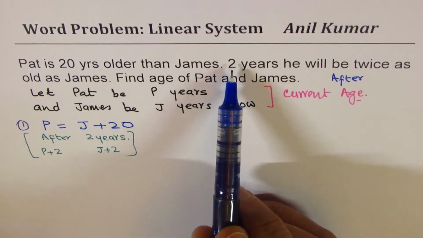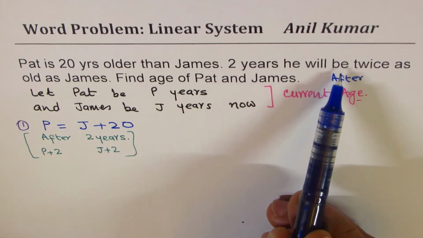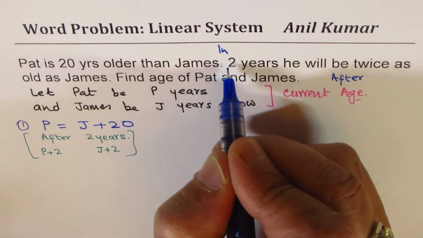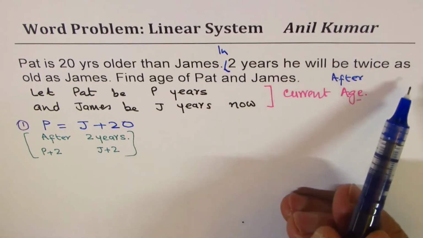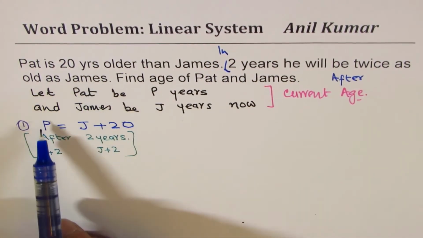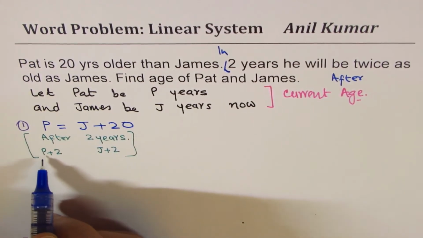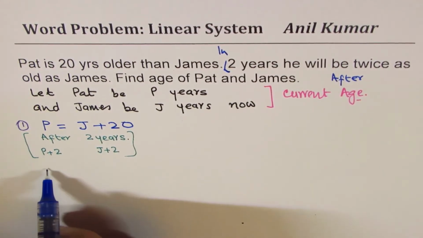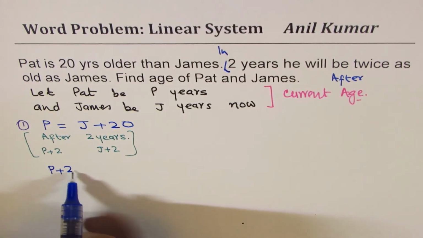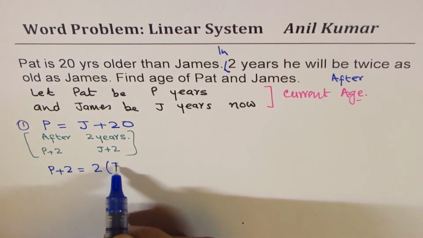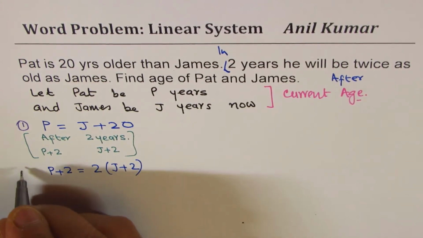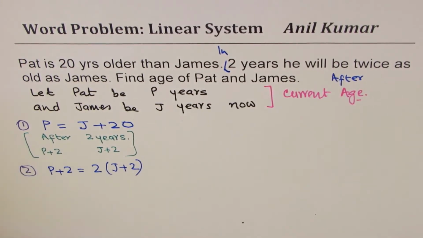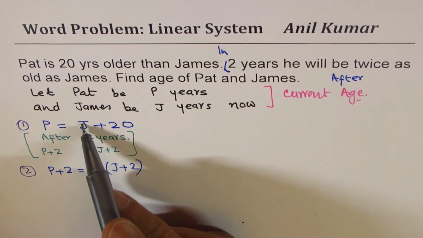It says in 2 years he will be twice. Let me write the word in here; I think in typing I missed it. In 2 years he will be twice as old as James. So Pat will be twice. In 2 years the age will be P plus 2, so we write P plus 2 is twice J plus 2. Correct? Does it make sense to you? And we call this our equation 2. Perfect. Now we have two equations and two variables.